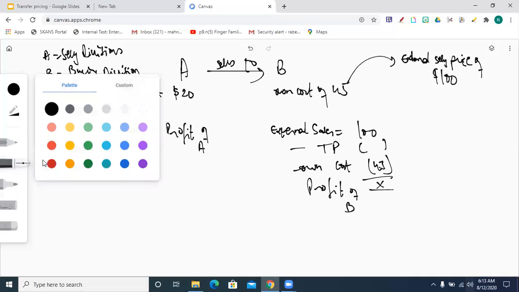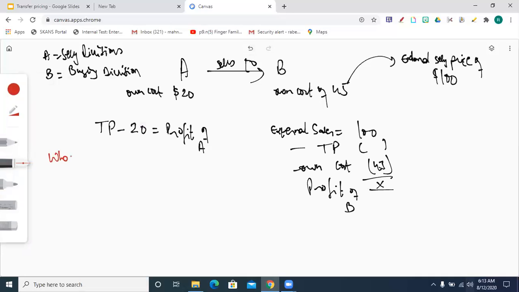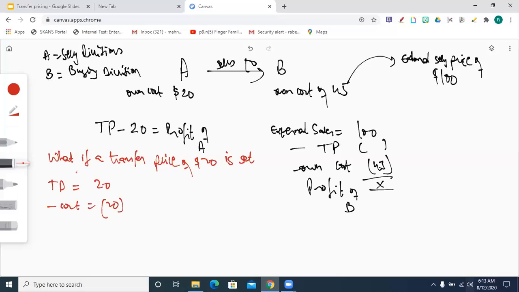So what if a transfer price of 20 is set? What would happen in that case? Now A is going to charge 20, and A has its own cost of 20. Would A be happy? What is the profit from this transaction? There's no profit. What about B? Would B be happy to get the goods at a transfer price of 20?